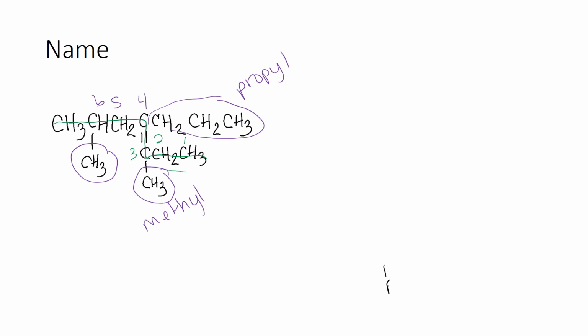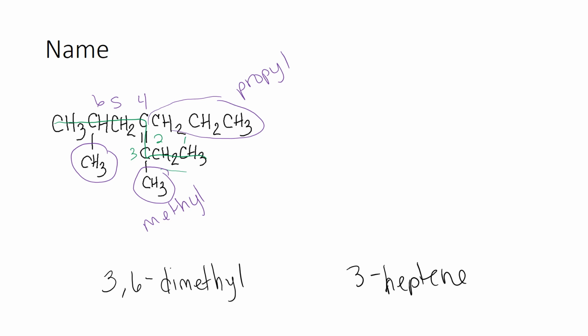Okay, so we said this was a heptene with the double bond at the third carbon. Okay, so we have 3,6-dimethyl, meaning we have 2 methyl groups at carbons 3 and 6. And then we're going to go ahead and name our propyl group, which is on the 4th carbon. Okay, so this is 3,6-dimethyl, 4-propyl, 3-heptene.